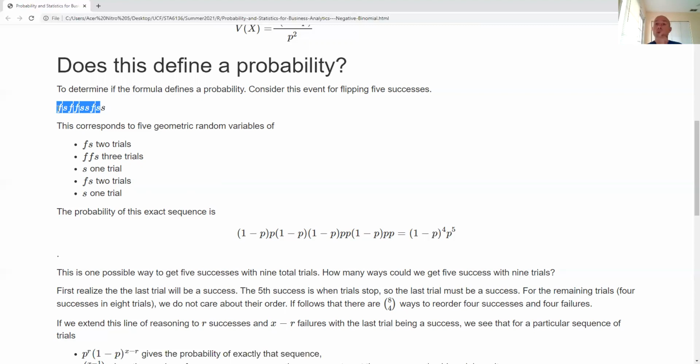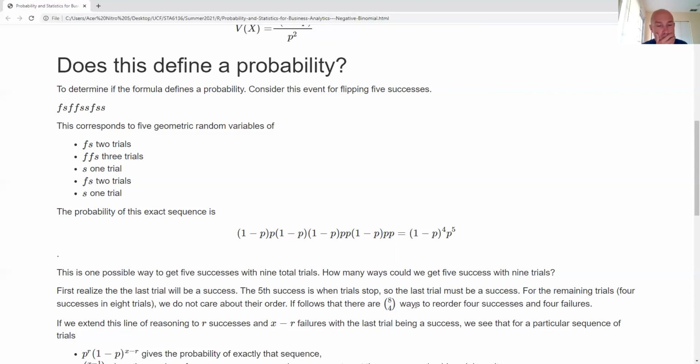Well, how many ways can I rearrange 8 trials with 4 successes? That's going to be a binomial coefficient. That's going to be 8 choose 4 right there. I'm having trouble highlighting. There we go, 8 choose 4 right there.